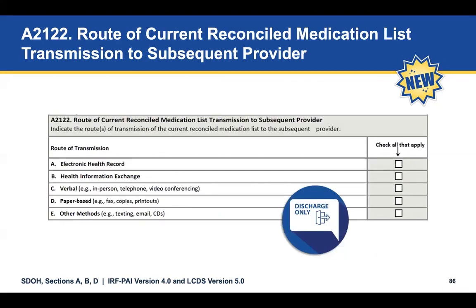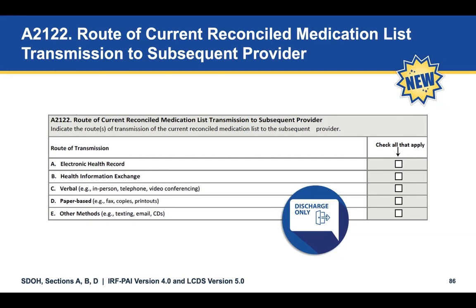Here's a snapshot of the next data element that we will be reviewing. This is A2122, route of current reconciled medication list transmission to subsequent provider, as it appears in the IRF-PAI on page 18 of the discharge section and in the LCDS on page 5 of both the planned and unplanned discharge assessments. Remember that you're only going to complete this data element if the response to A2121 was code 1, yes. That is, a current reconciled medication list was provided to a subsequent provider.